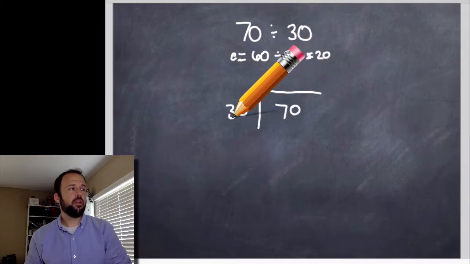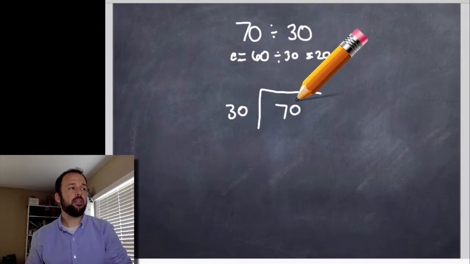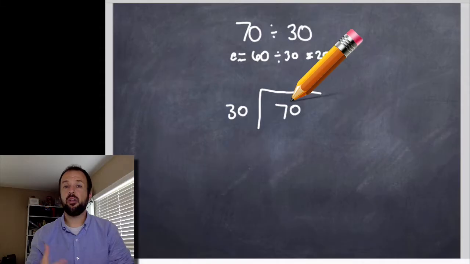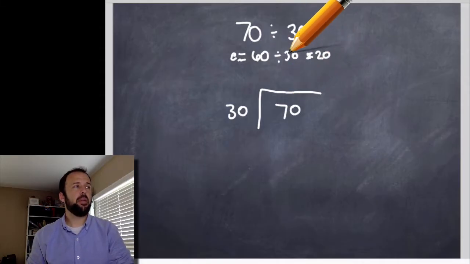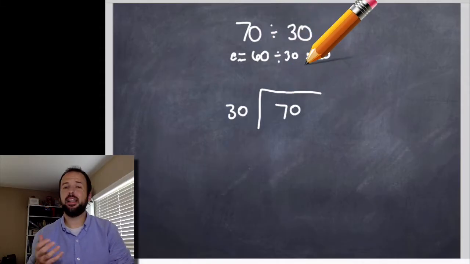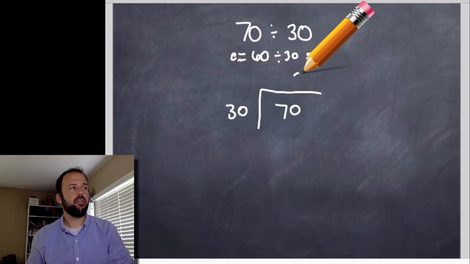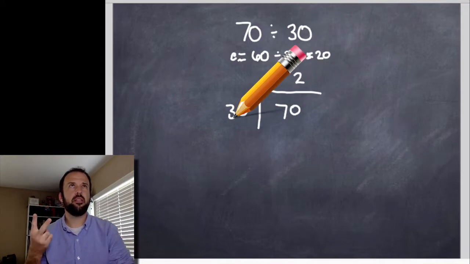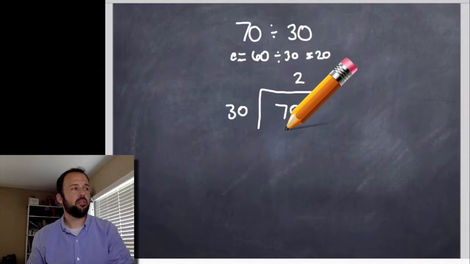The first thing we want to think about is how many multiples of 30 do I need to get as close to 70 as I can? Based on this estimation here, I know I can at least get to 60. If I do 30 2 times, that's going to get me to 60, right? 30, 60. So 30 times 2 will give me 60.